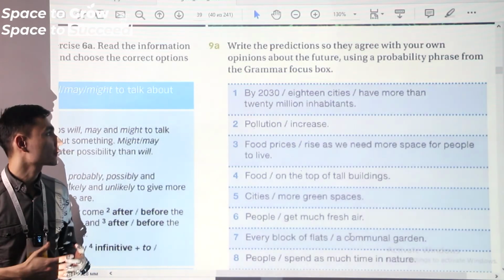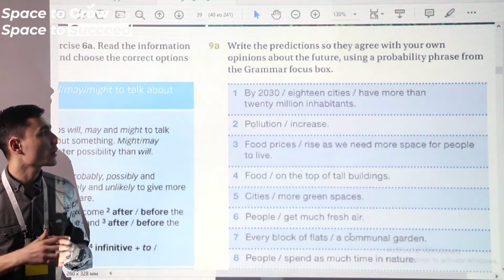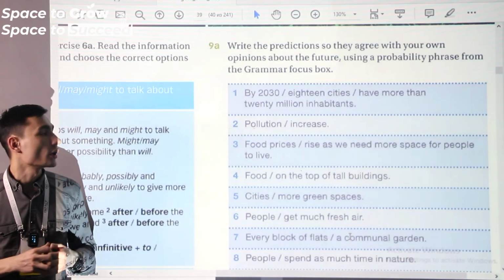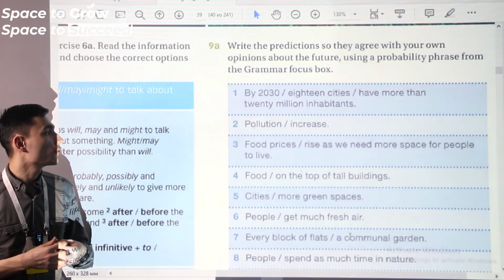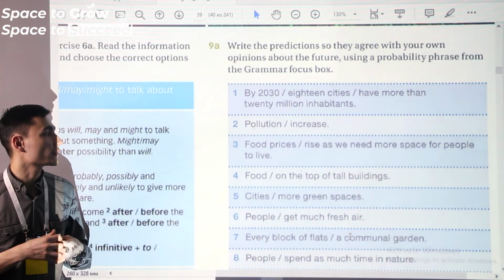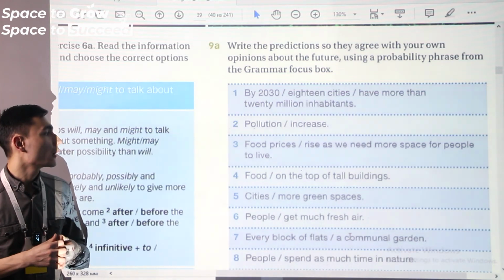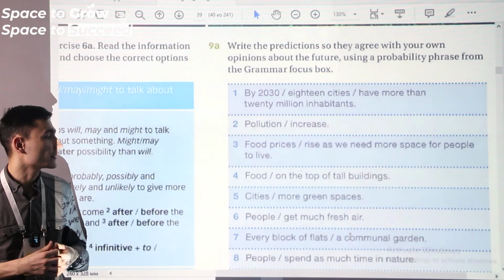And now let's check the possible answers. 1. By 2030, 18 cities will definitely have more than 20 million inhabitants. 2. Pollution may probably increase. 3. Food prices will definitely rise as we need more space for people to live. 4. Food may be grown on the top of tall buildings.